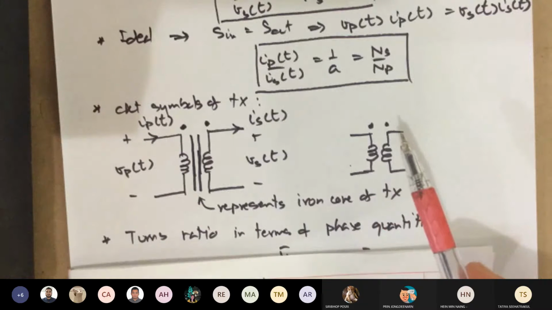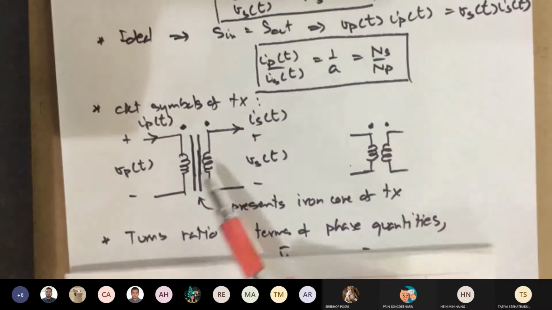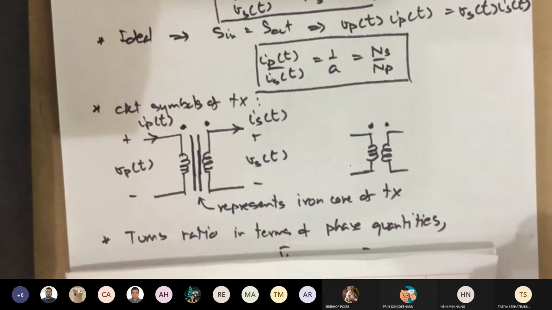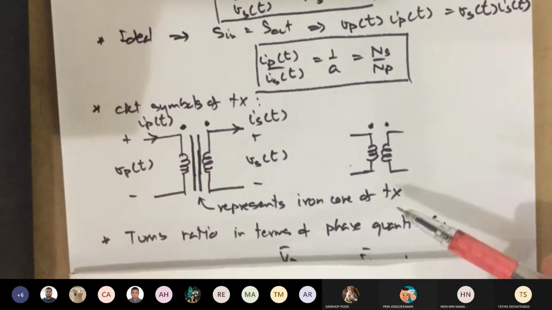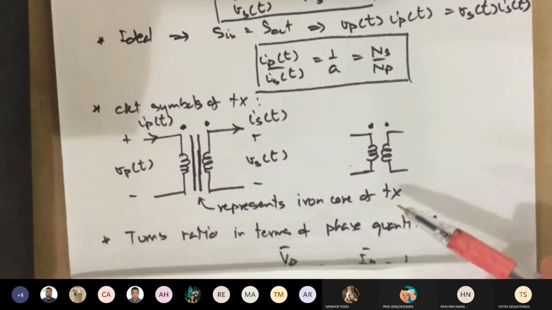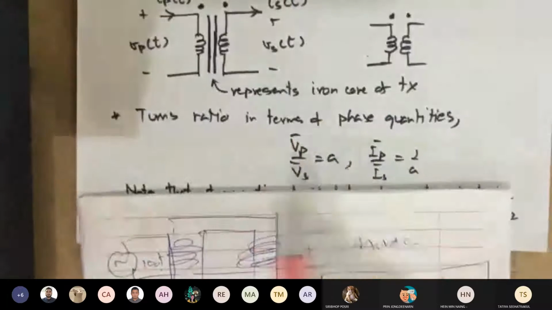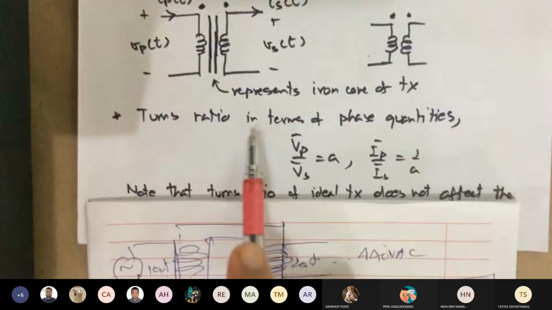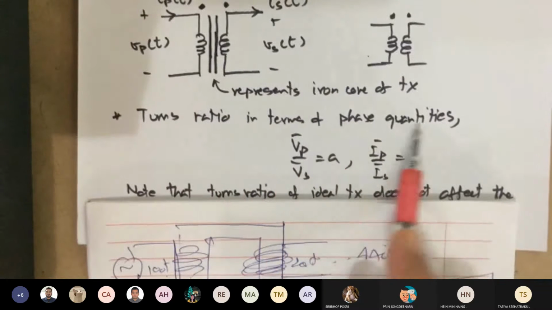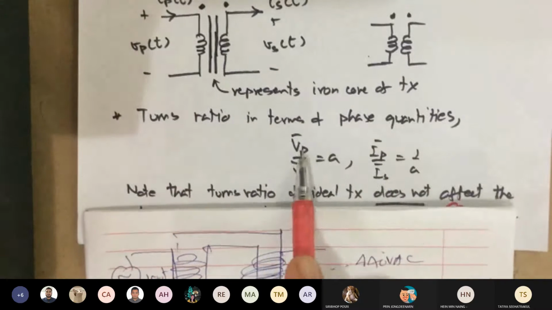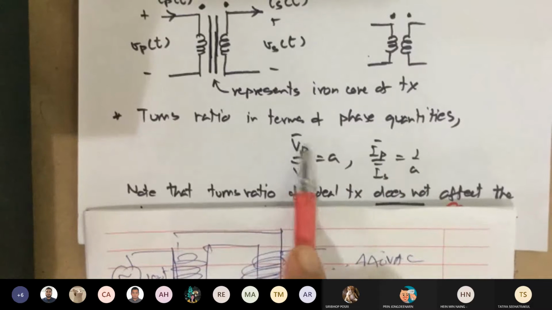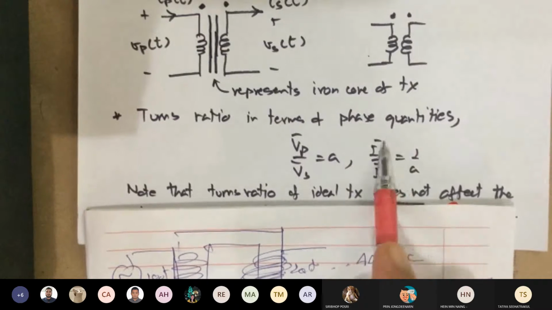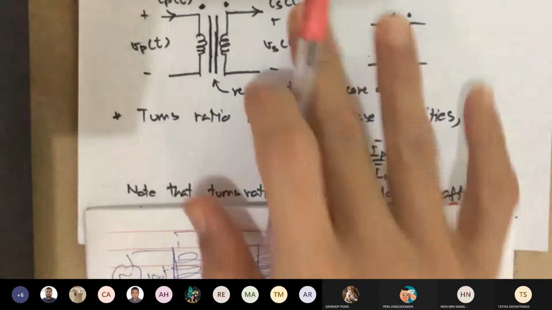Okay. Now, remember we're dealing with AC. So we have phasors: voltage phasor, current phasor. So would the turns ratio affect them? Okay, it turns out that the turns ratio applies in terms of phasor quantities. So we have VP phasor divided by VS equal to A. IP over IS is 1 over A. So similar relationship.